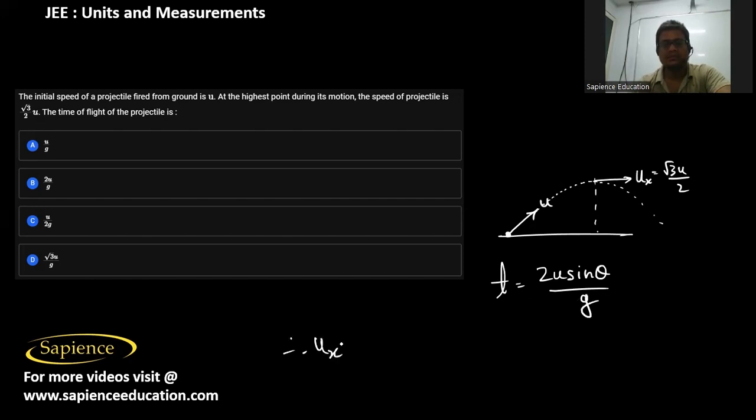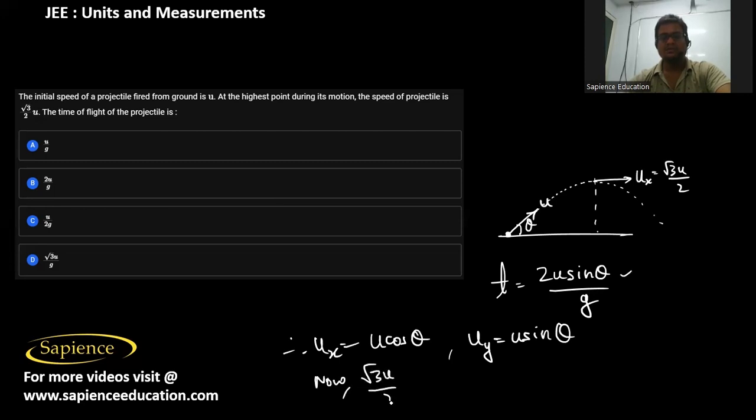And ux, as you know, if the angle of projection is theta with the horizontal, then ux will be equal to u cos theta, and uy will be equal to u sine theta. So the time of flight is 2u sine theta by g. Now this ux that is equal to root 3 u by 2, that is equal to u cos theta.